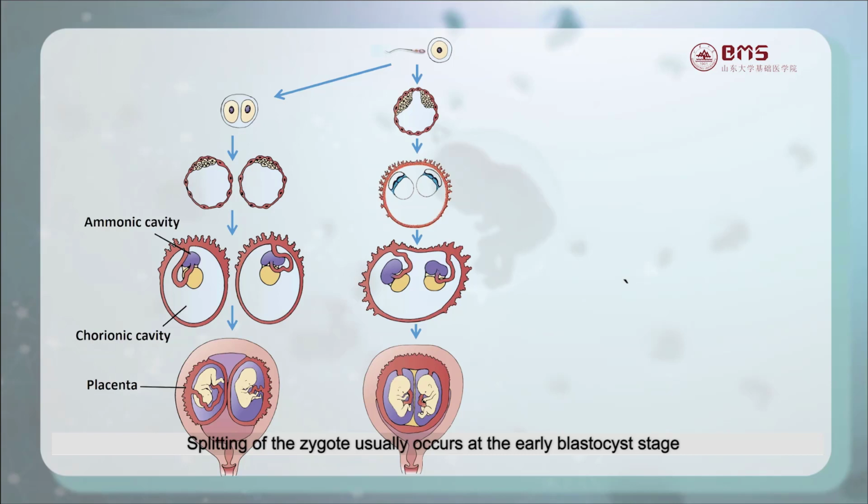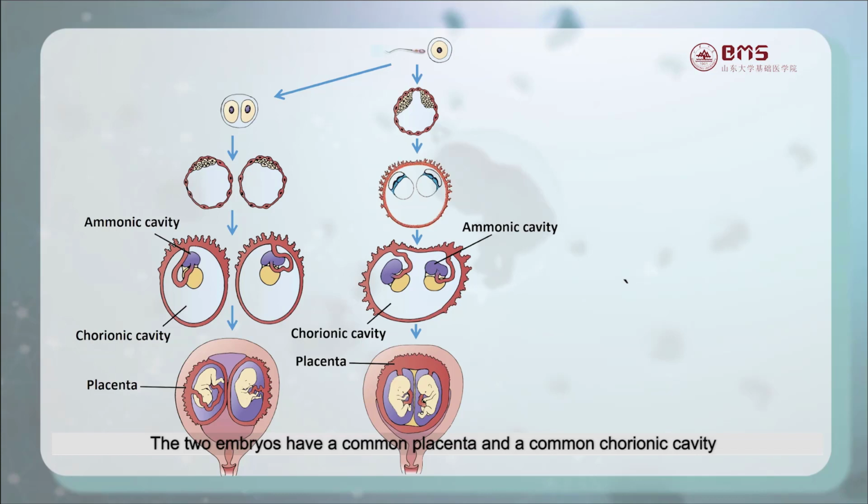Splitting of the zygote usually occurs at the early blastocyst stage. The inner cell mass splits into two separate groups of cells within the same blastocystic cavity. The two embryos have a common placenta and a common chorionic cavity, but separate amniotic cavities.